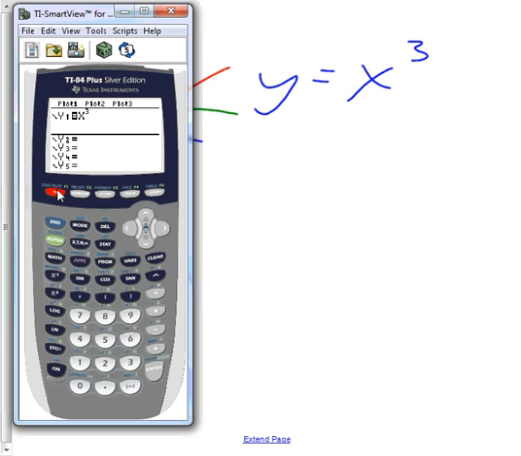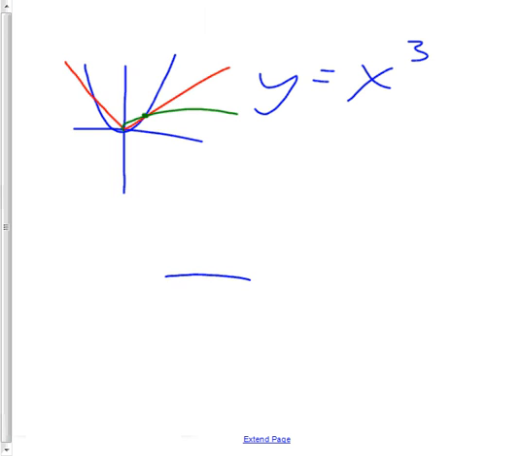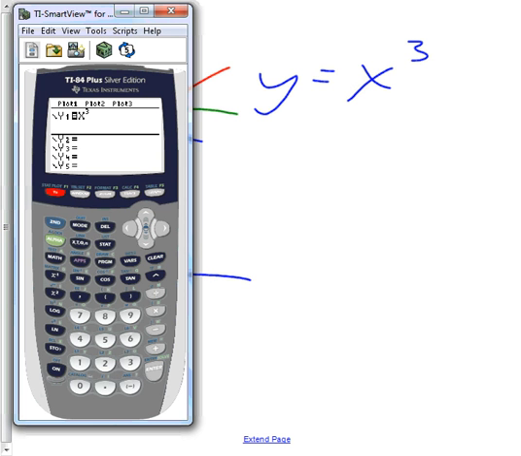Y equals x to the third, and I would use a little caret button. A little caret button is this one right here. Oop, guess you won't let me draw on that. There we go. Okay, hit graph, and it sort of looks like it's half a parabola going up and half a parabola going down, sort of. That's one way to think of it.